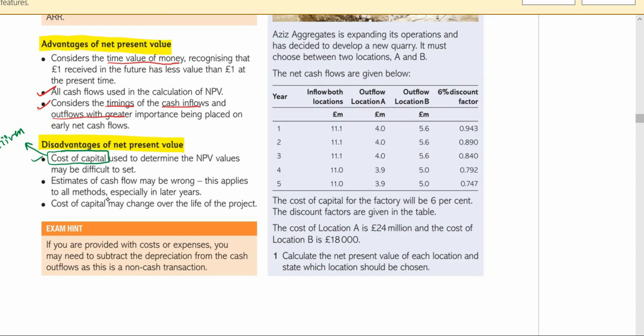Estimates of cash flow may be wrong. This applies to all methods, especially in later years. Cost of capital may change over the life of the project. So cost of capital never remains the same, but in net present value we assume the cost of capital will be the same.